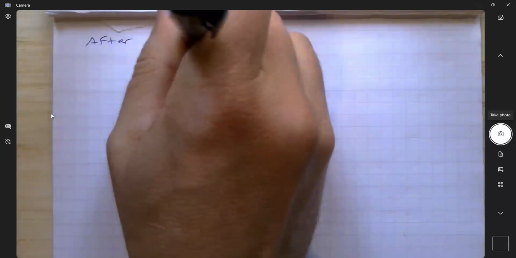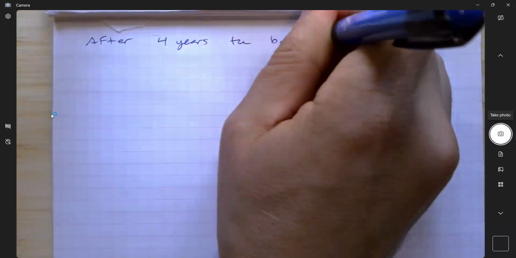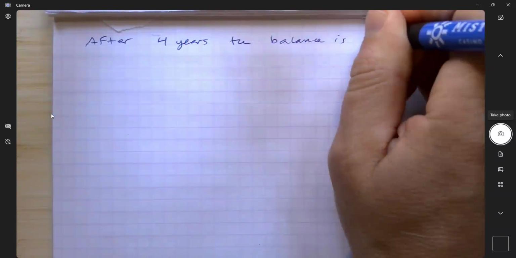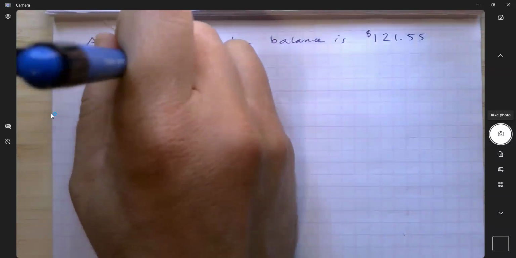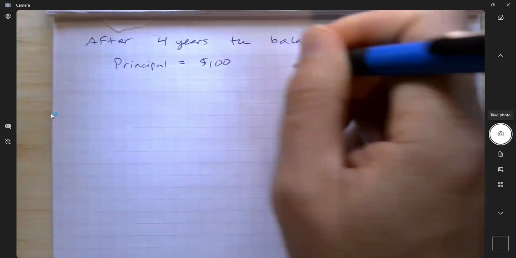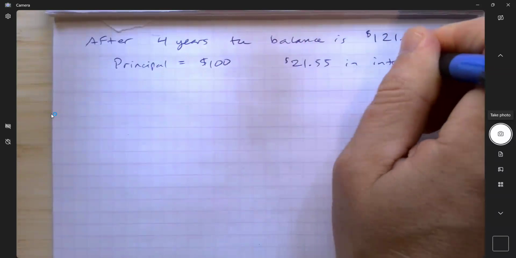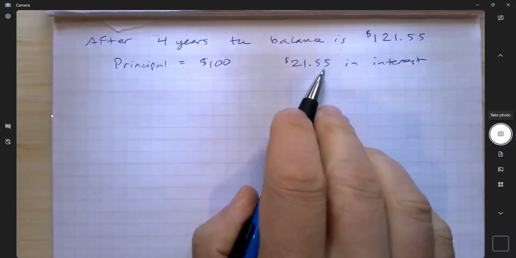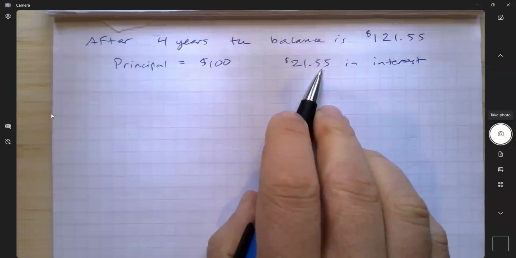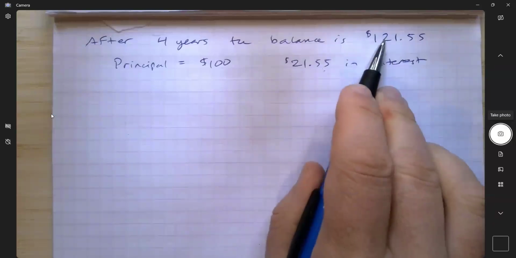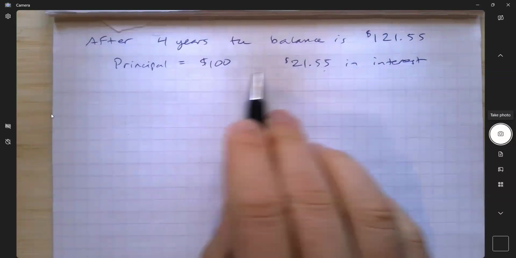Let me switch to the next page because I can still pull off the... after 4 years, the balance is $121.55. So I can still get the principal and the interest. When I pay it back, I'm paying $100 on the principal and $21.55 in interest. So I can still find out the interest after 4 years, but the calculations I do give me a balance, which then I have to convert to find the principal and the interest.